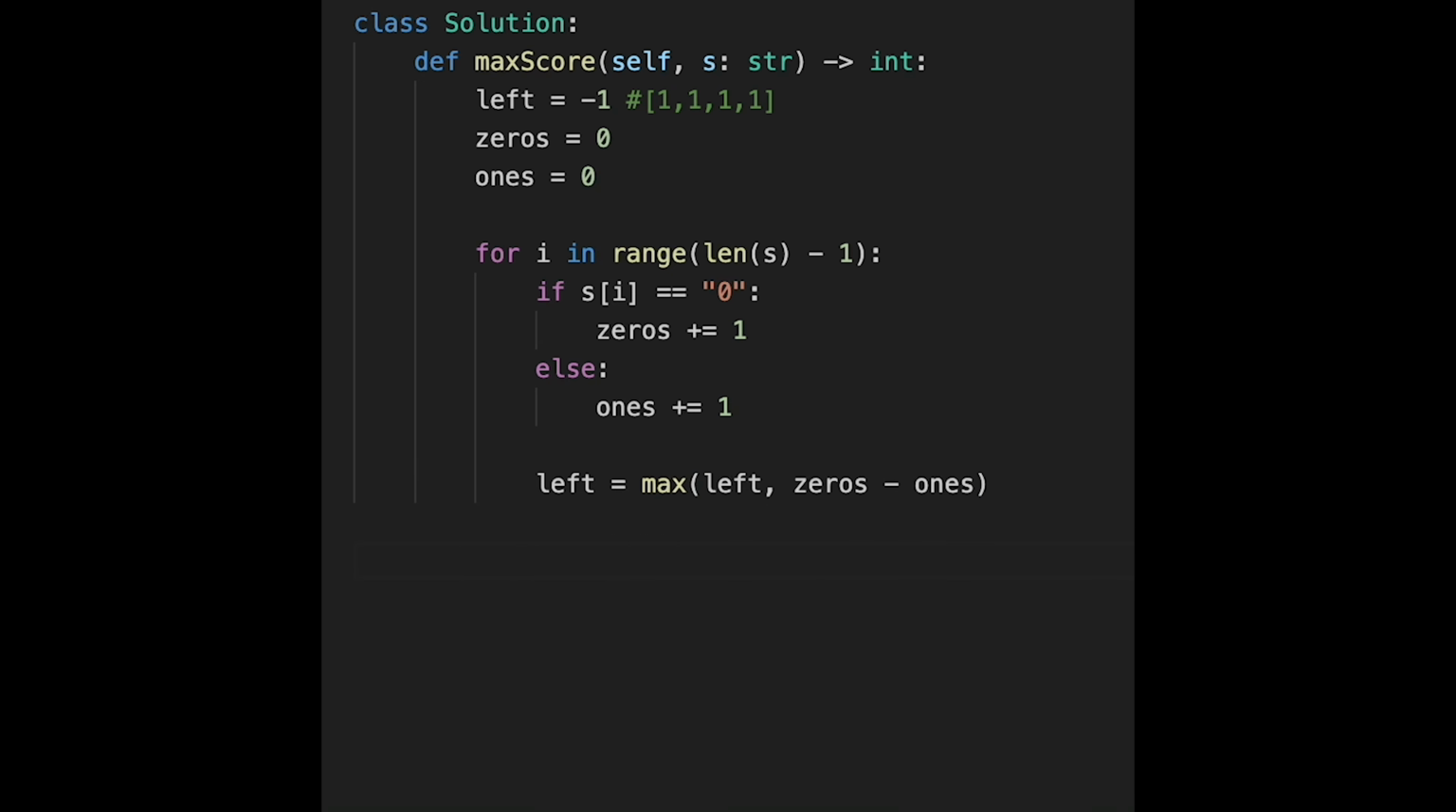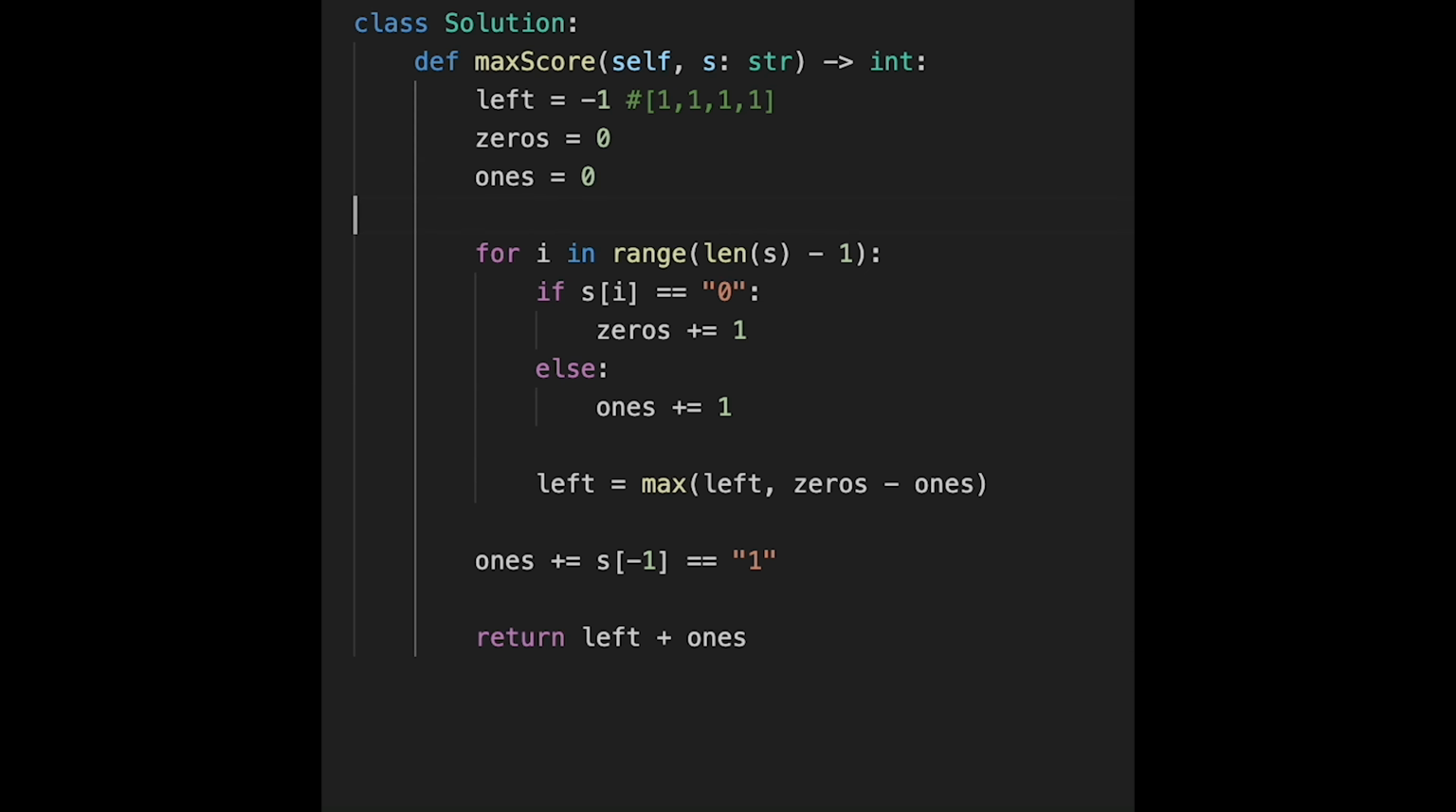And then after that, check the last position. If the last position is 1, add plus 1, so ones plus equal, and we can do it like this: s minus 1 equal 1. In Python, true is considered as 1 and false is considered as 0. So if we get true from this condition, that means we add plus 1 to ones. And then all we have to do is return the max left value plus the max right value.